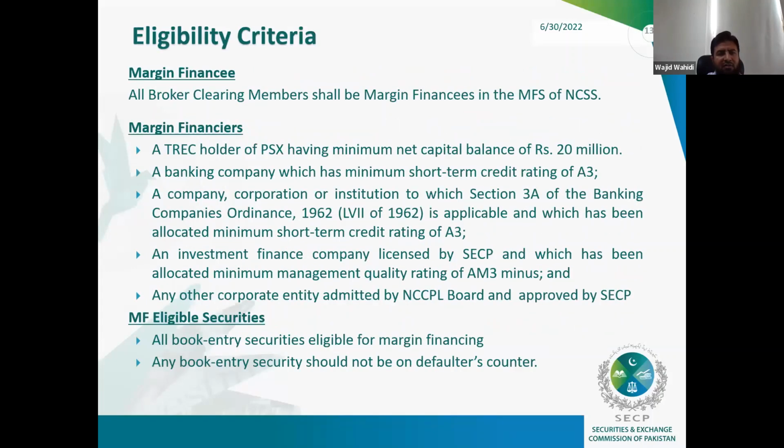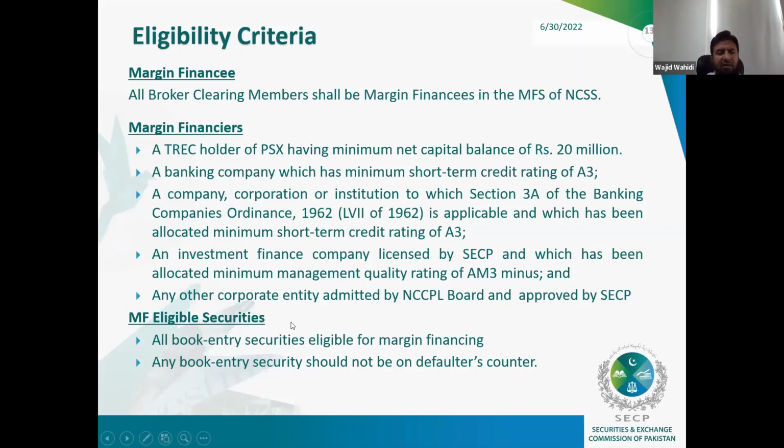This is the eligibility criteria that I already discussed, that brokers can extend financing, and a margin financier must have 20 million net capital balance: a banking company, a company corporation institution under Section 3A of the Banking Companies Ordinance, that is a DFI, an investment finance company licensed by SECP, which has been allocated a minimum management rating of AM3-, and any other entity admitted by the NCCPL board and approved by SECP are eligible to extend finance to its investors.